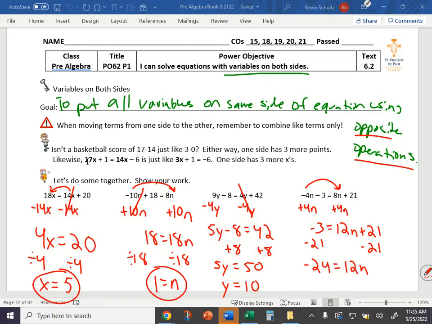Divide both sides by 12 to get n by itself, and we get an n value of negative 2. An n value of negative 2.